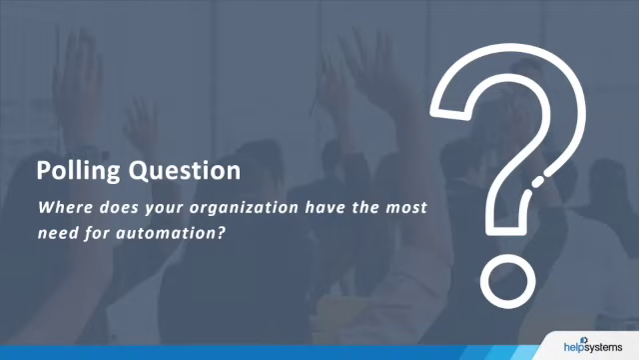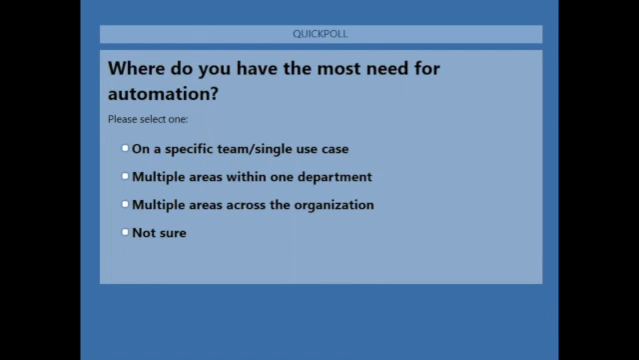So let's get a little bit more feedback from you. Where does your organization have the most need for automation? So where does your organization as a whole have the most need for automation? Is there a specific team, or do you have a single use case in mind? Are there multiple areas within one department? Are there multiple areas within the organization?